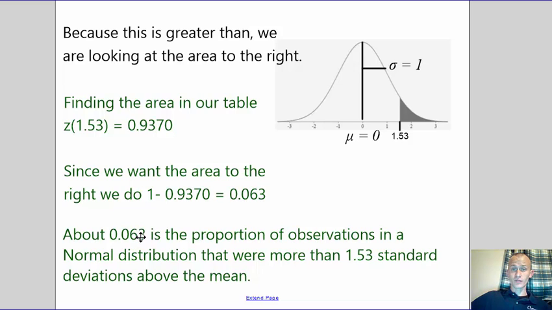So when we write our answer, we include the words about and approximately. So about 0.063 is the proportion of observations in the normal distribution that were more than 1.53 standard deviations above the mean.